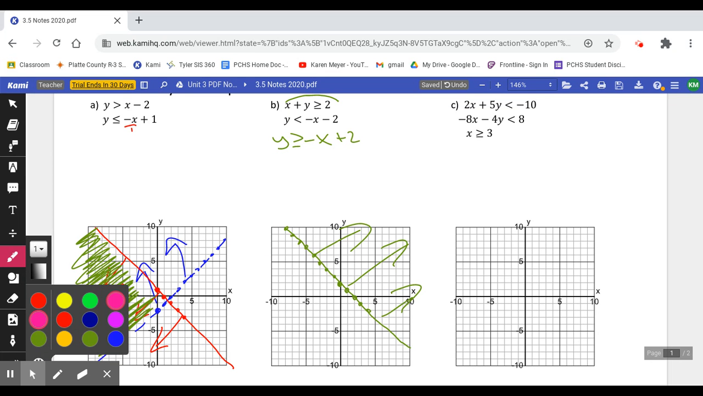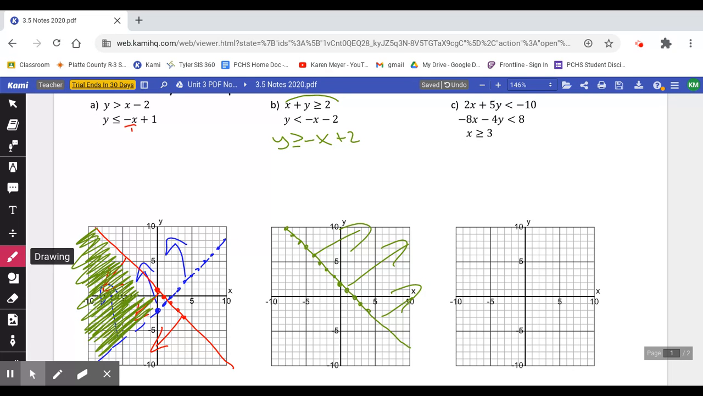So now the second line, it is already in slope-intercept form, yay. So start at negative 2. And then down 1 over 1. And then this one is also going to be a solid line. And this one says that y is less than. Less than is when you shade down.